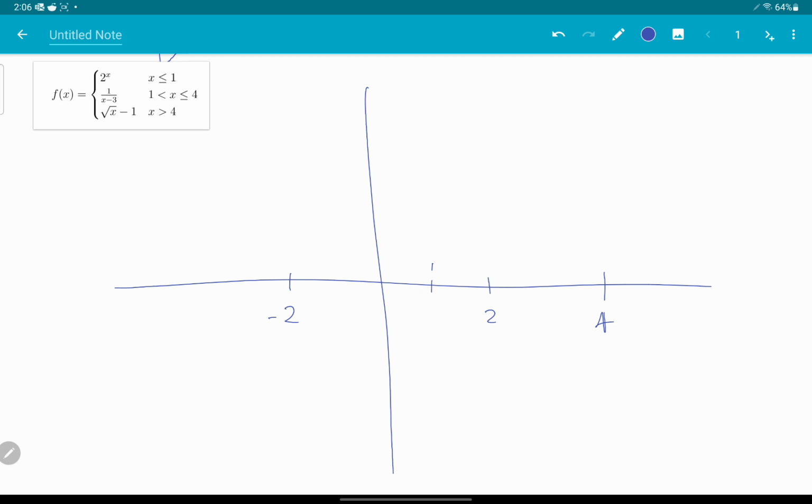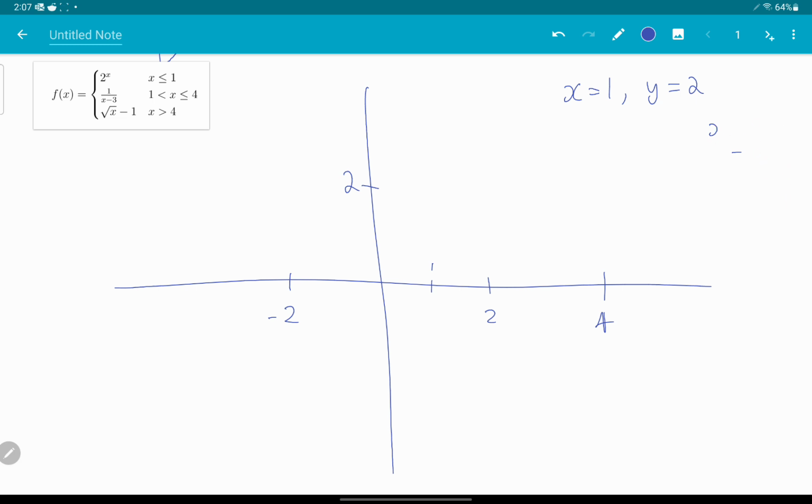All right, so for x less than or equal to 1, that means over here, I want to follow the 2 to the x definition. Or I just want to draw 2 to the x until I get to x equals 1. So if I put 2 here, if I have x equals 1, I'm going to have y equal to 2, because I'm using the 2 to the x function, and I plug in 1 and I get 2.